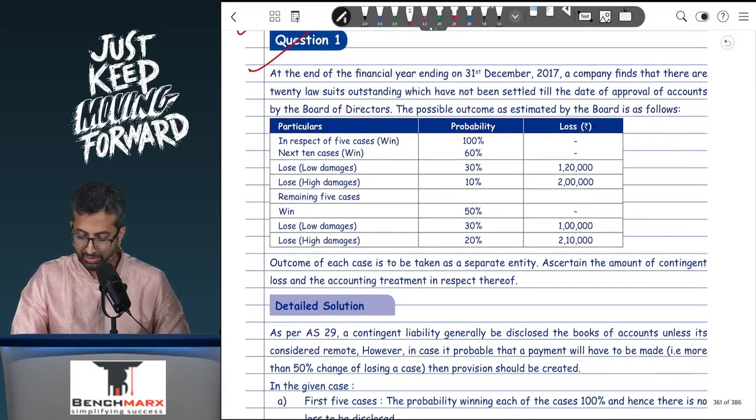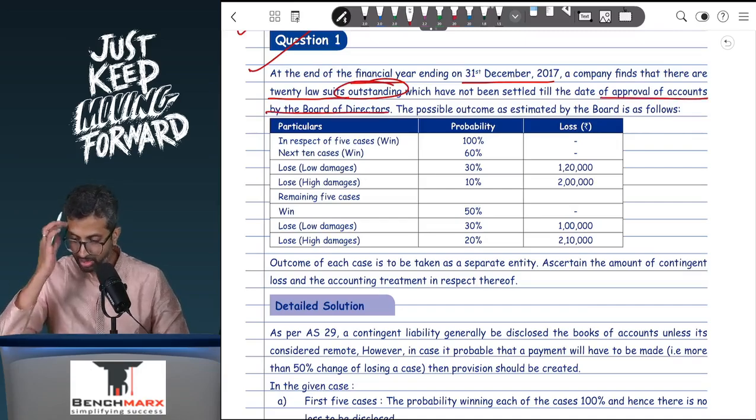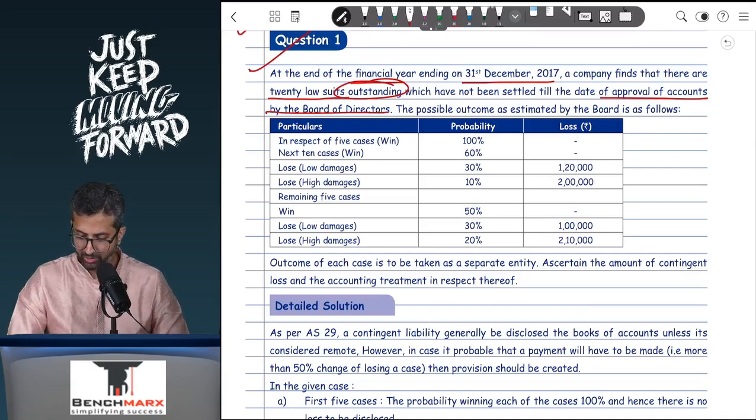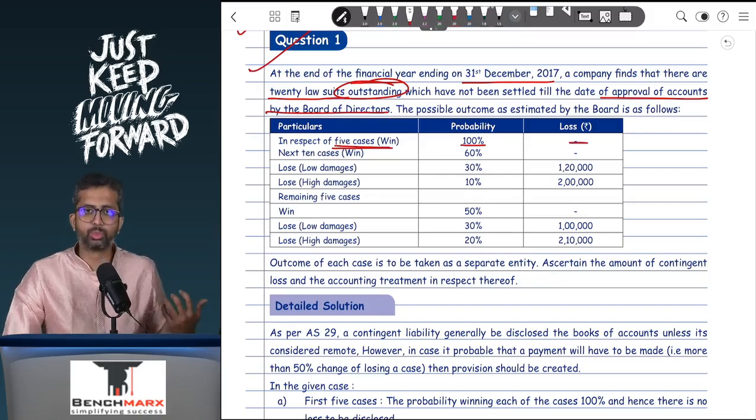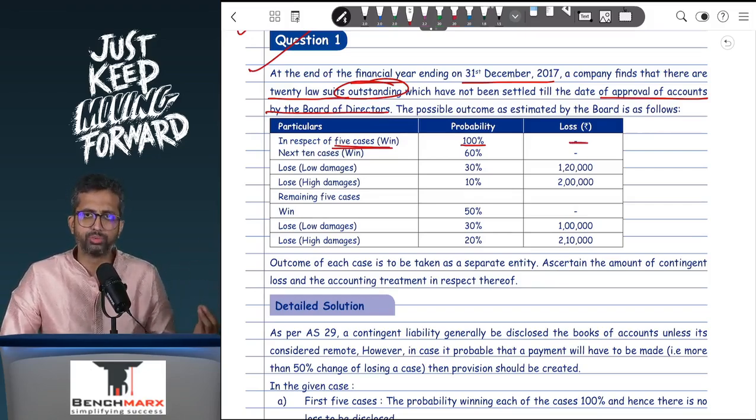At the end of the financial year ended 31st March 17, a company finds that there are 20 lawsuits outstanding. So these are possible obligations because the lawsuits are outstanding, which have not yet been settled till the date of approval of accounts by the board of directors. The possible outcome estimated by the board is as follows. In respect of the first 5 cases, the win probability is 100%, and hence there is going to be a 0% loss, in which case you don't need to create any provision. You don't even need to give a disclosure because there's a 100% possibility of you winning.